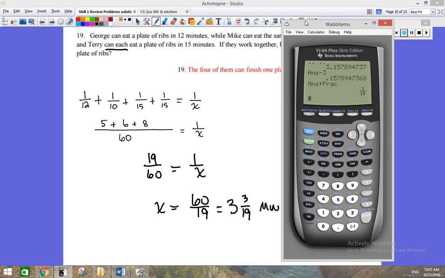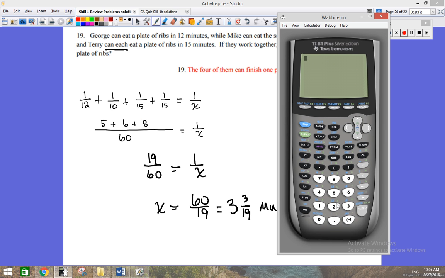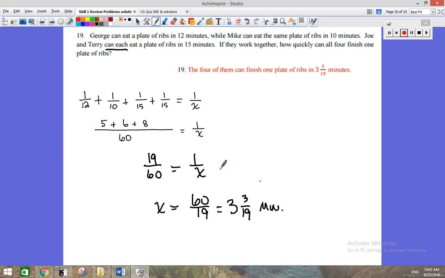You know, all these problems can be done on the calculator. If you had taken 1/12 plus 1/10 plus 2 of these 15ths, and then just hit the inverse button, boom, you have your answer there. And if you subtract 3 and convert that to the mixed fraction, that's how I got the 3 and 3/19. Alright.